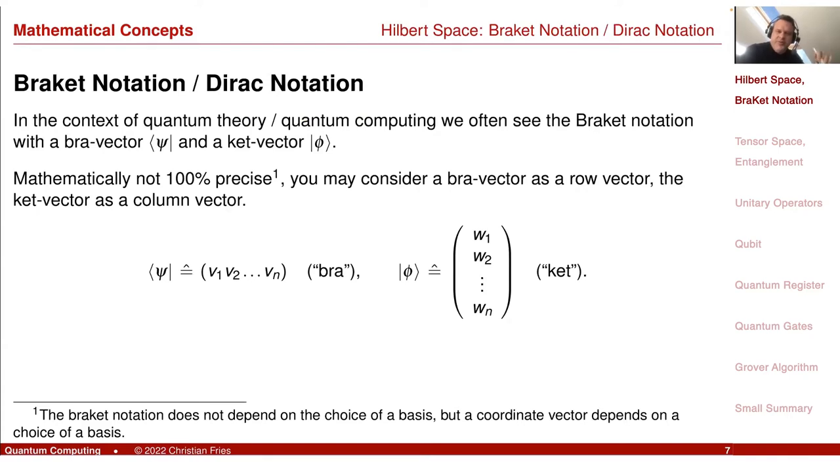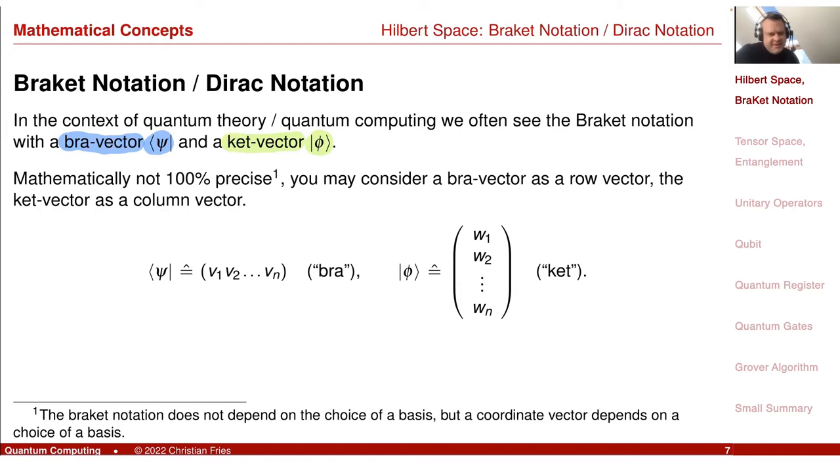So in quantum computing, you often have the so-called bracket notation. So there is a so-called bra vector, denoted by that guy. And there is a ket vector denoted by that guy. So I would say then bra psi, ket phi. Sometimes I just say psi or phi.